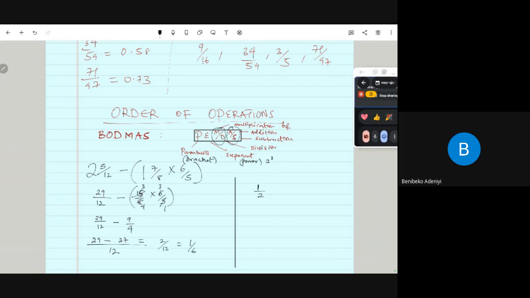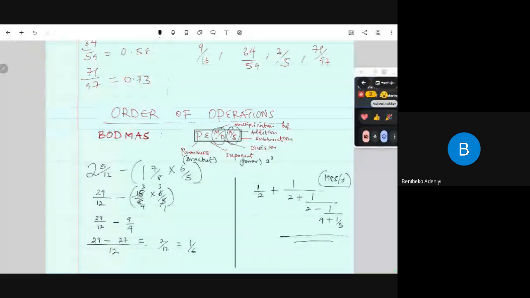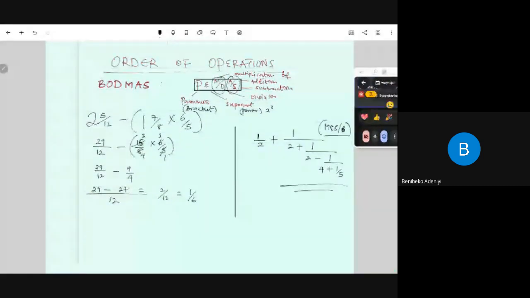1 over 2 plus 1 over 2 plus 1 over 2 minus 1 over 4 plus 1 over 5. Let me take it. 1985. And that's what the question is, and I'm happy. Okay, if you think that you know math, try it.